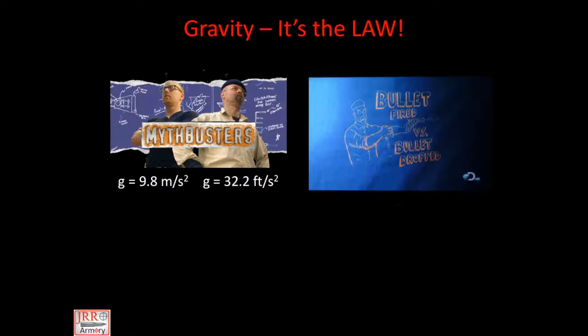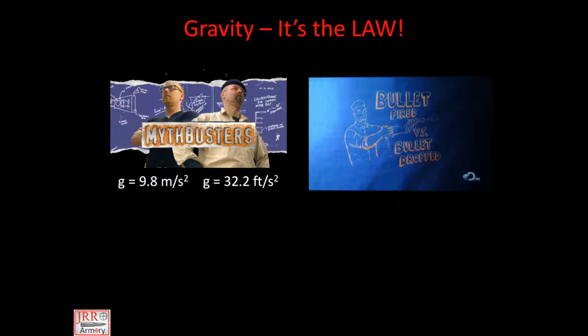I mentioned gravity. It's a very important force we have to deal with. It's actually the law. If you'd like to know more about it and see a very interesting MythBusters episode, they have one where they compare the drop between a fired bullet and one bullet just dropped from the muzzle straight down. Essentially both bullets reach Earth at the same time, because gravity starts to affect the bullet the instant it leaves the muzzle, and it's an accelerating force towards the center of the Earth.